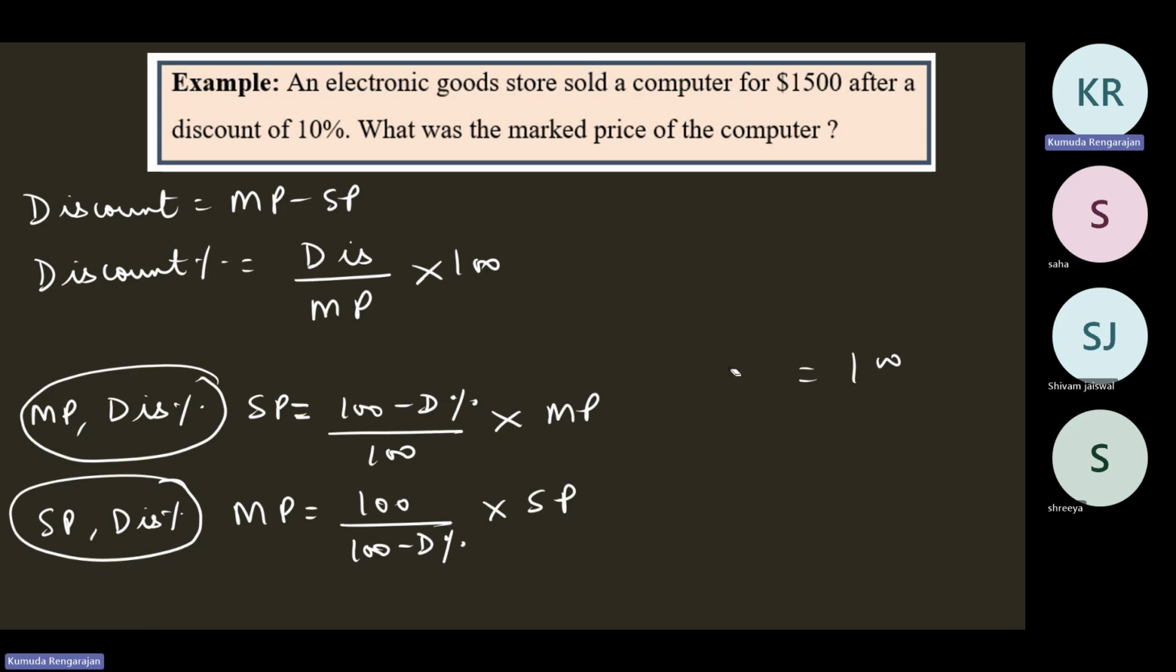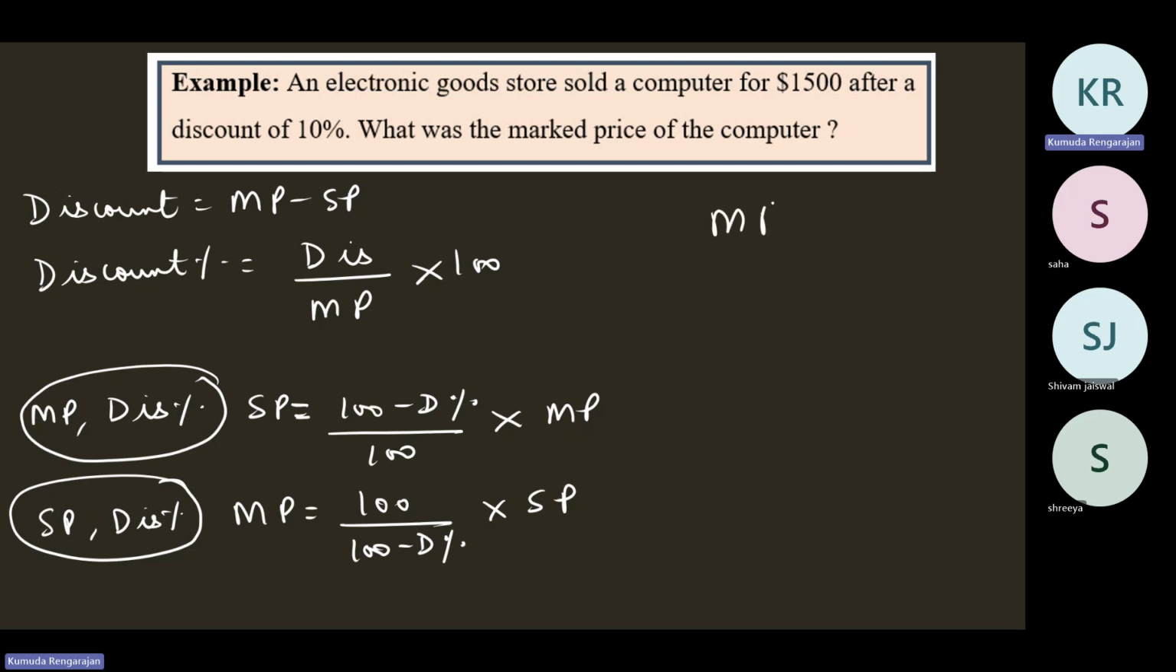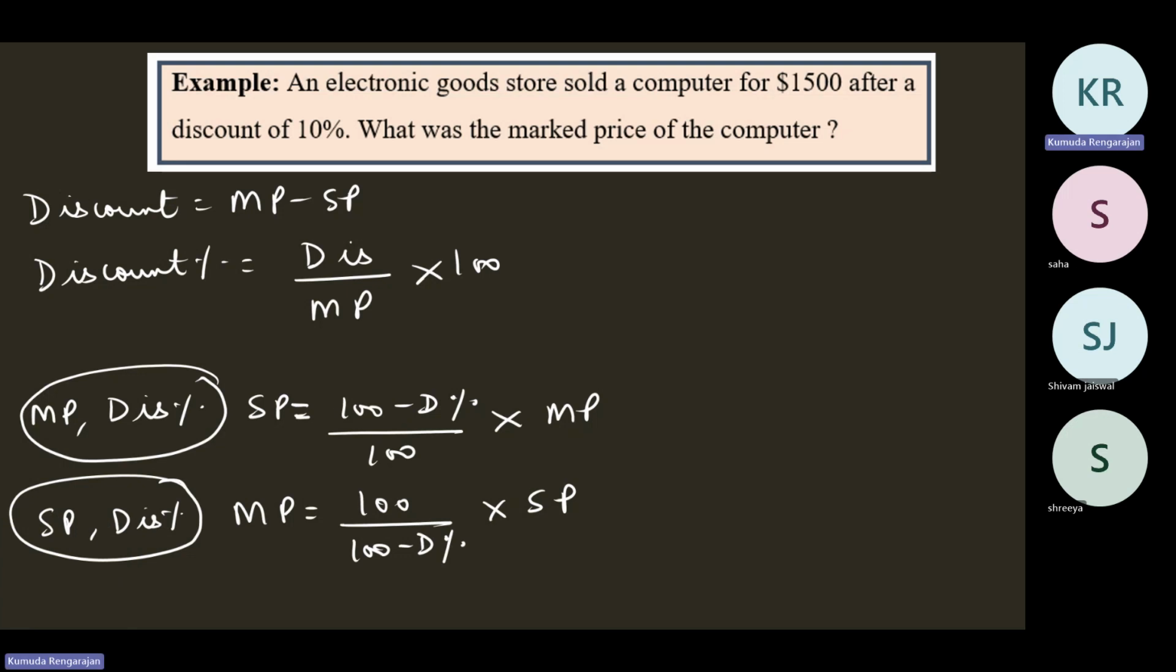Make a list of all the formulas on a paper and you will see that whenever you're finding the mark price or the cost price, you'll have 100 in the numerator: 100 by 100 plus something, 100 minus something. But for selling price, you will not have 100 in the numerator. It will always be 100 plus profit percent or 100 minus loss percent. So here, because it's discount, it is 100 minus discount percent in the numerator.